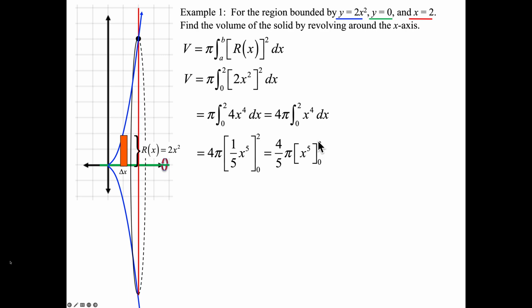And now we evaluate from 0 to 2, which will be 2 to the fifth, which is 32, minus 0. So there's no cancellation. 5 won't divide into 32. So 4 times 32 is 128 over 5 pi units cubed. If they want a decimal representation and tell you to use 3.14 for pi, please do so. Don't use your calculator version. It'll be too big.